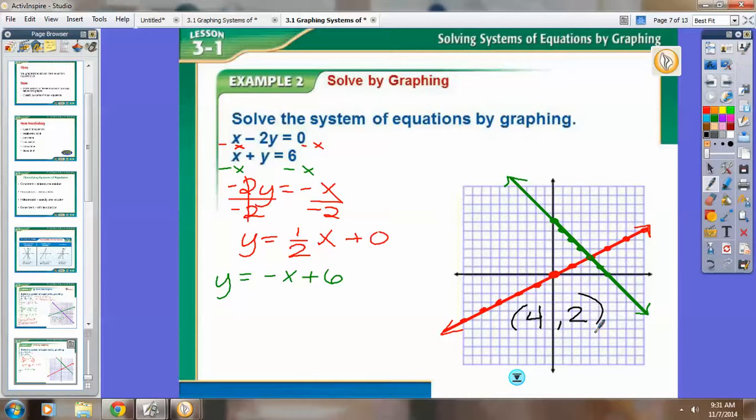Let's classify this. Is it consistent? At least one solution? Yes. Is it inconsistent? No solutions. No. Is it independent? Exactly one solution. Yes. So it's either going to be one or the other for consistent and inconsistent. Except what if you have no solutions? It would just be inconsistent, wouldn't it? And of course, it's not independent. We don't have independent solutions.